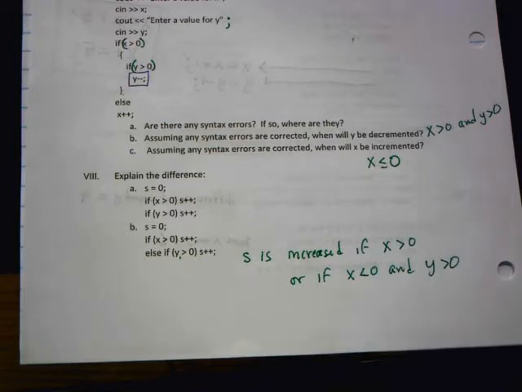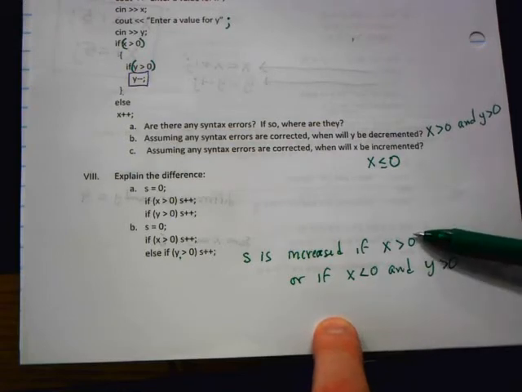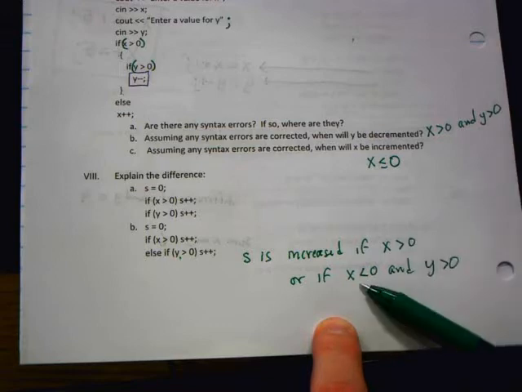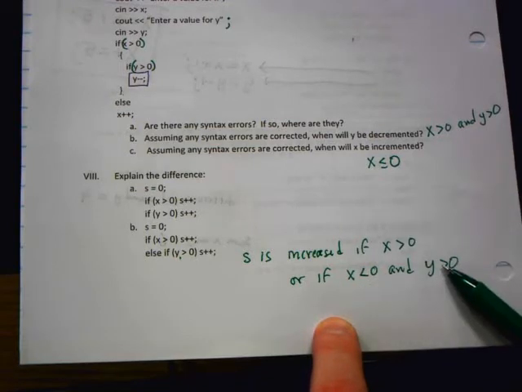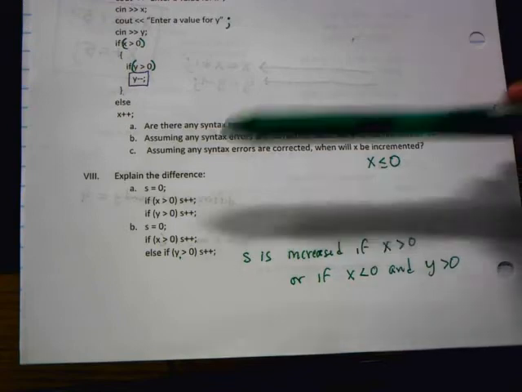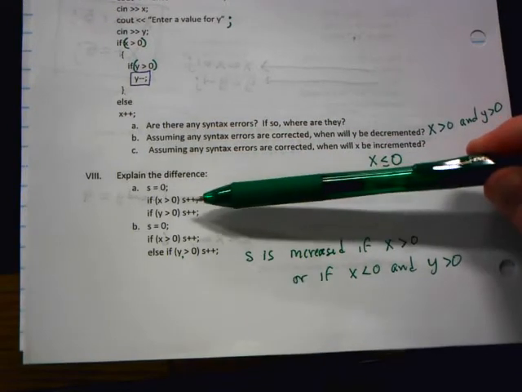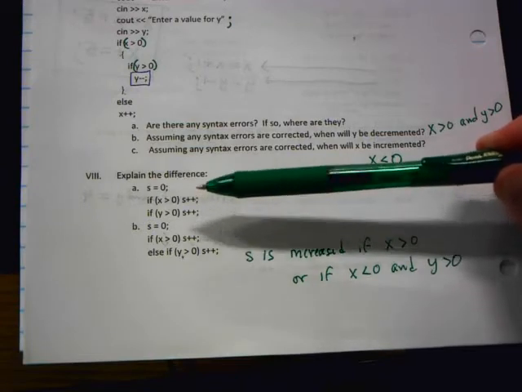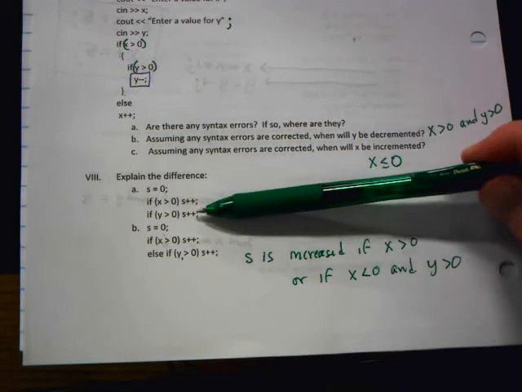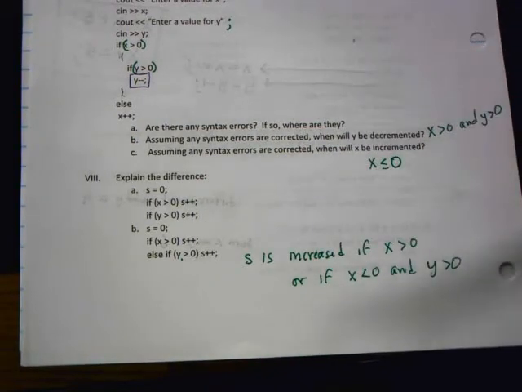It could only get 1 bigger, couldn't it? At most. Because either X is positive or X is negative. So if X is positive, it gets increased by 1. If X is negative and Y happens to be positive, then it gets increased by 1. What if both X and Y are negative? It doesn't get increased at all. Where this one, if X is positive, it's going to get increased by 1. If X is not positive, but Y is positive, it's going to get increased by 1. But if both X and Y are positive, it's going to get increased by 2.